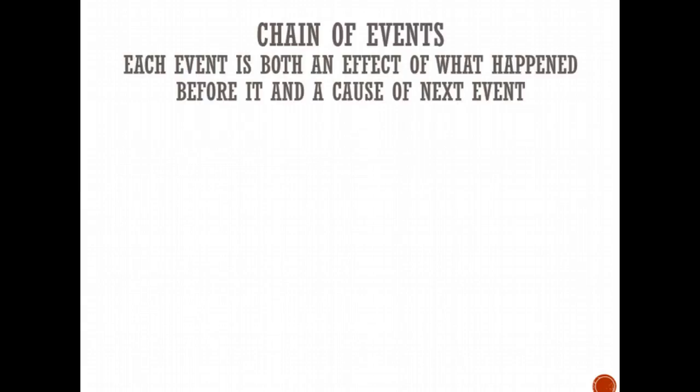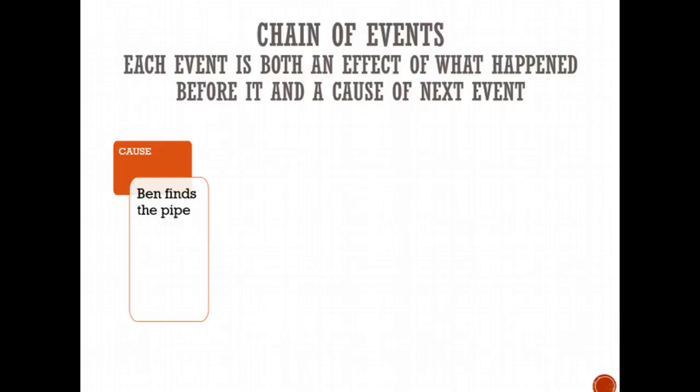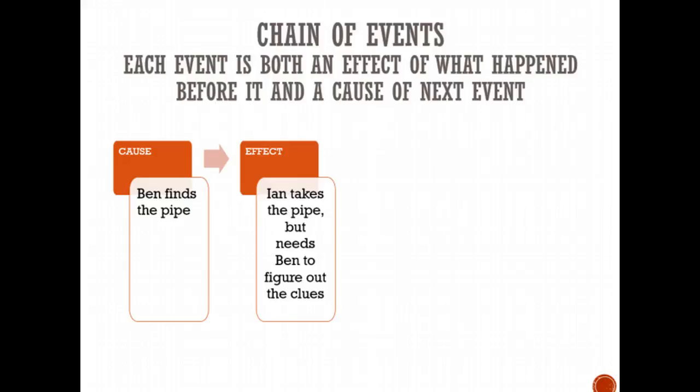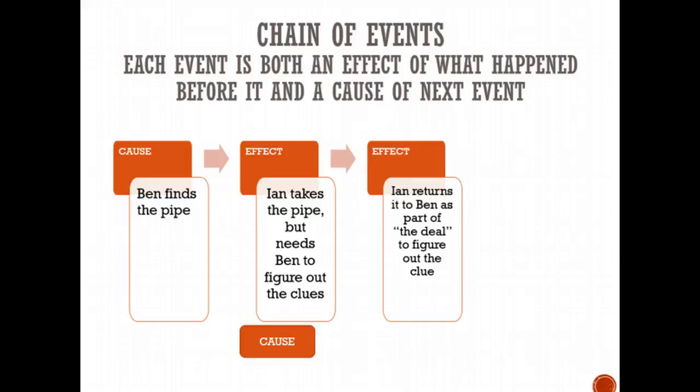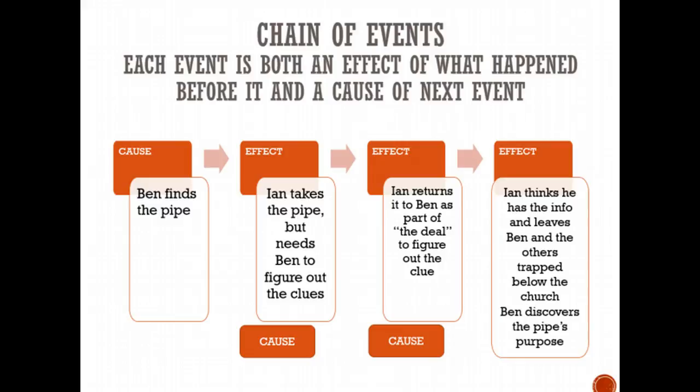Now, in this chain of events, each event is both an effect of what happened before it, except the first one, and a cause of the next event, except the last one. So we start with the cause. Ben finds the pipe. Because of that, Ian takes the pipe, but he still needs Ben to figure out the clues. Because he still needs Ben to figure out the clues, he decides to return the pipe to Ben as part of a deal to figure out the clue. When he thinks that Ben has given him the information that he needs, he abandons him and leaves Ben and the others trapped below the church, where then Ben discovers the pipe's purpose.